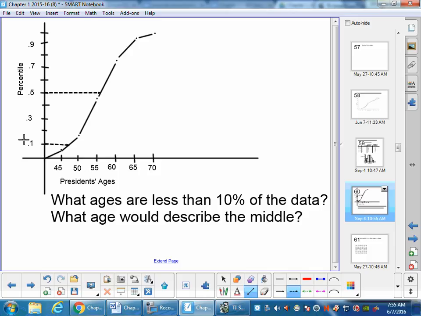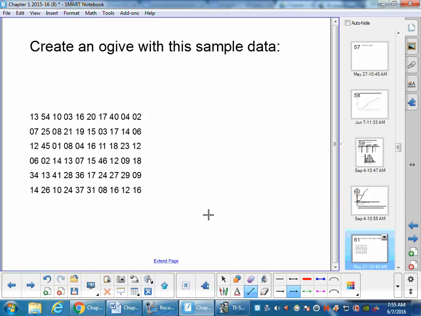So that's how ogives are typically used, is to find different percentiles based off of histograms. Now try and create an ogive with this sample data.